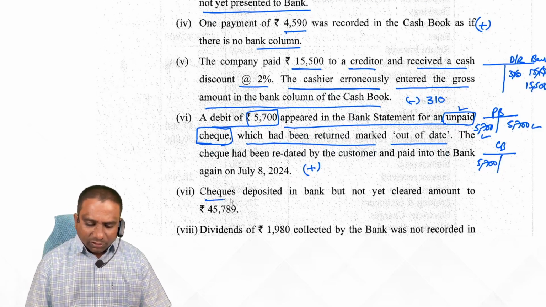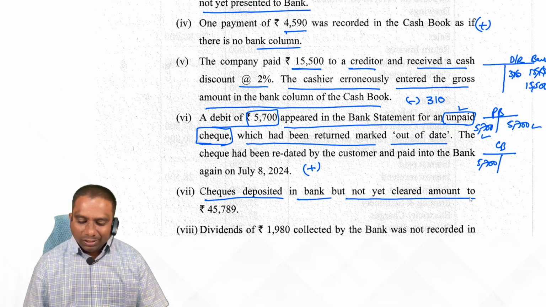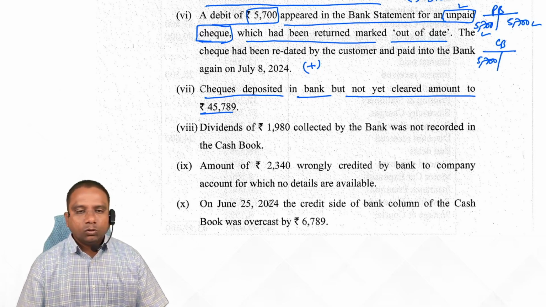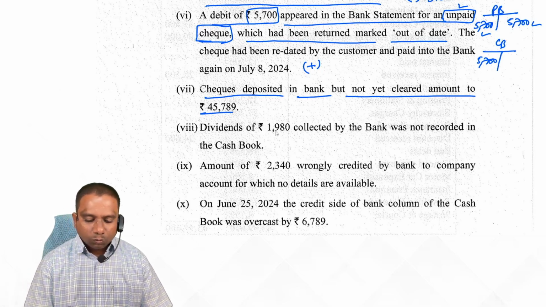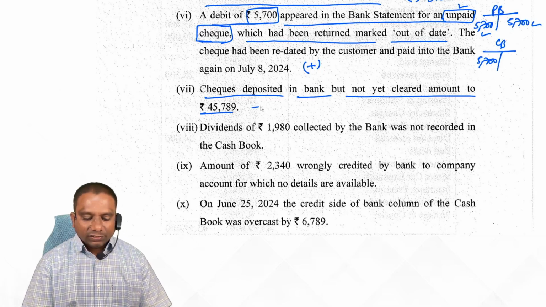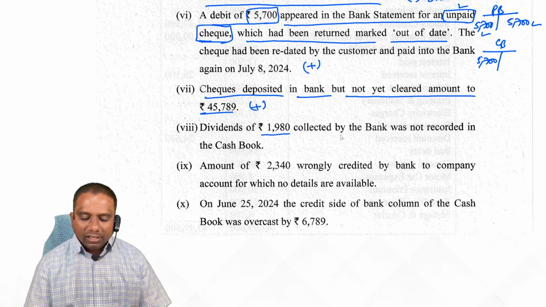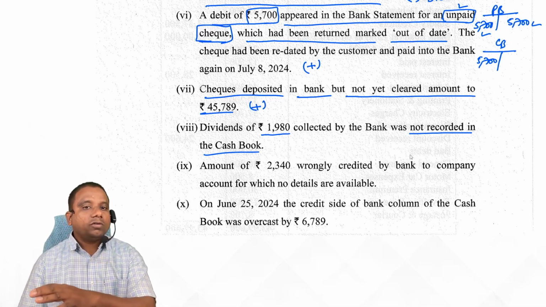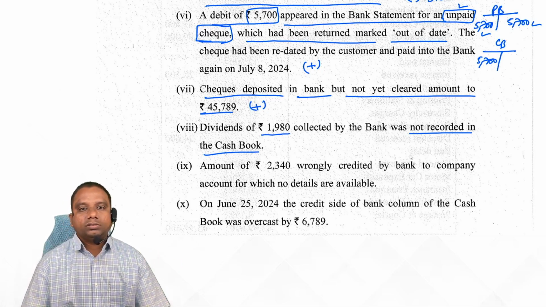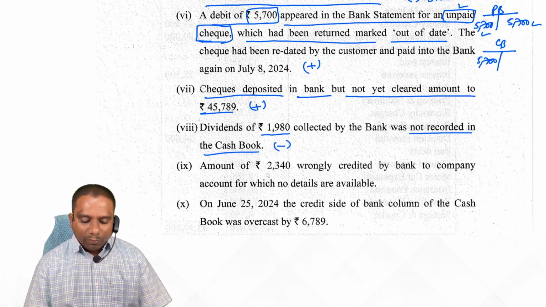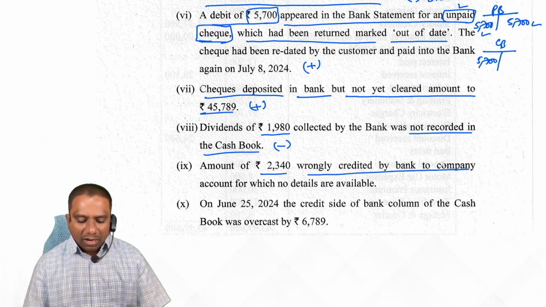Next one. Checks deposited in bank but not yet cleared amounted 45,789. Checks deposited, cash book overdraft decreases whereas passbook overdraft increases. Not collected now. Yes, add. Dividend of 1980 collected by bank was not recorded in the cash book. Dividend collected by bank, overdraft decreases as per passbook, but cash book not decreased. So minus.